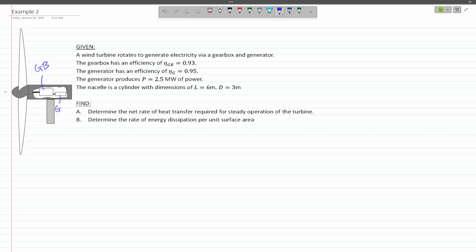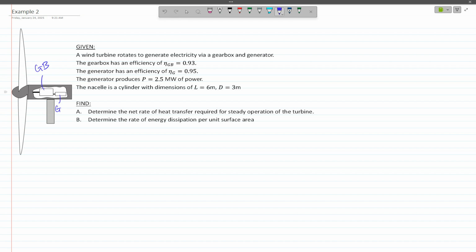And each of those components has some finite efficiency. In this case, we're assuming that the gearbox has an efficiency of 93% and the generator of 95%. So, right, 93% of the mechanical power coming in from the blades or from the hub comes out as mechanical power at the other end of the gearbox, just at some different shaft speed, and then 95% of that mechanical power comes out as electrical power. And at the end of the day, this thing is producing 2.5 megawatts of power at steady state.